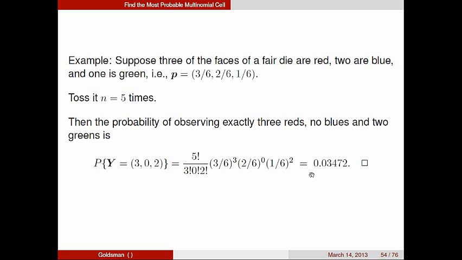Turns out it's 0.03472. It's like a poker problem almost, a little bit like a poker problem. And you can calculate this by using my equation from the last page. Very simple, just plug in.